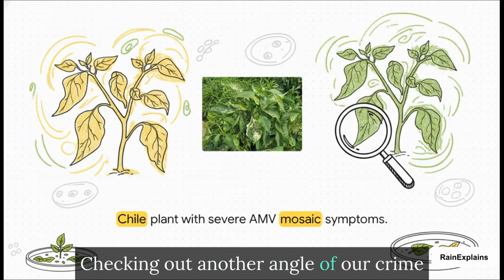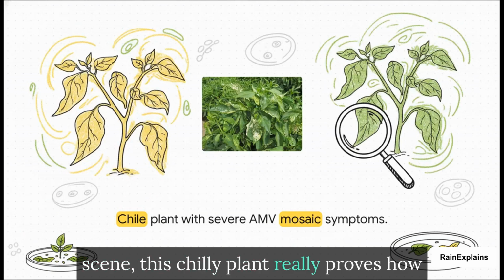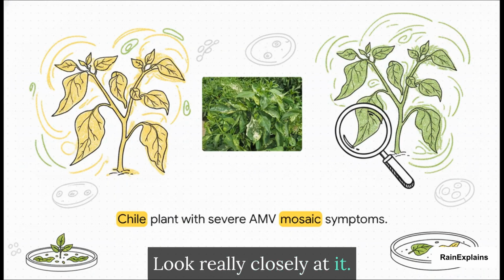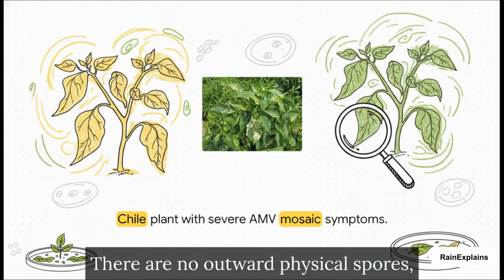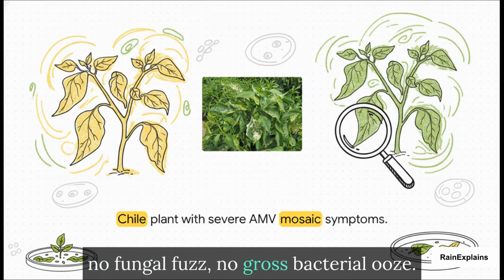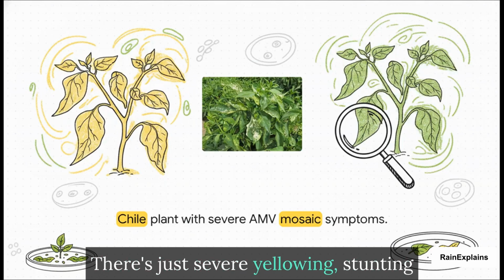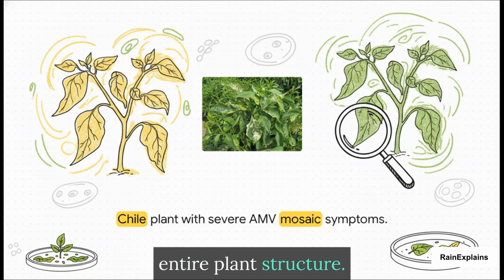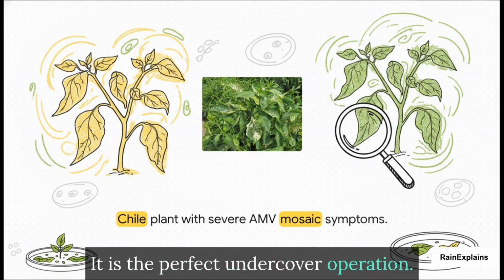Checking out another angle of our crime scene, this chili plant really proves how the virus alters leaf tissue systemically. Look really closely at it. There are no outward physical spores, no fungal fuzz, no gross bacterial ooze. There's just severe yellowing, stunting, and twisted leaves all throughout the entire plant structure. It is the perfect undercover operation.